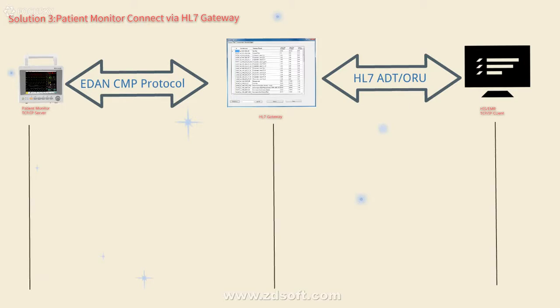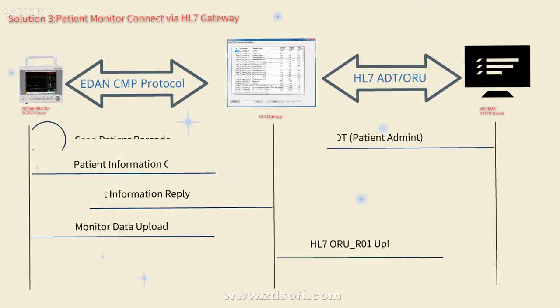Once they are all connected on the same network, you can admit your patient using the HIS EMR software and upload it to the gateway. Once the patient information is stored, you can then query the patient information manually or use a barcode scanner.